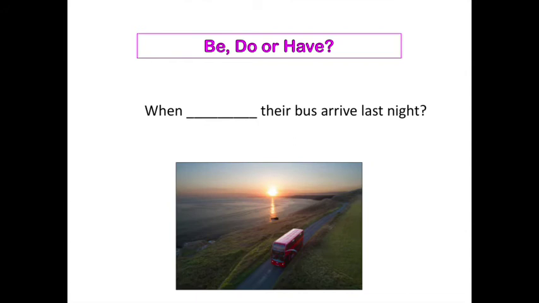When their bus arrived last night? Look at the main verb, arrive. This is in base form, but here it says last night. So this must be a past simple question. Remember, in past simple questions, we use the auxiliary verb did, and then the main verb stays in base form.